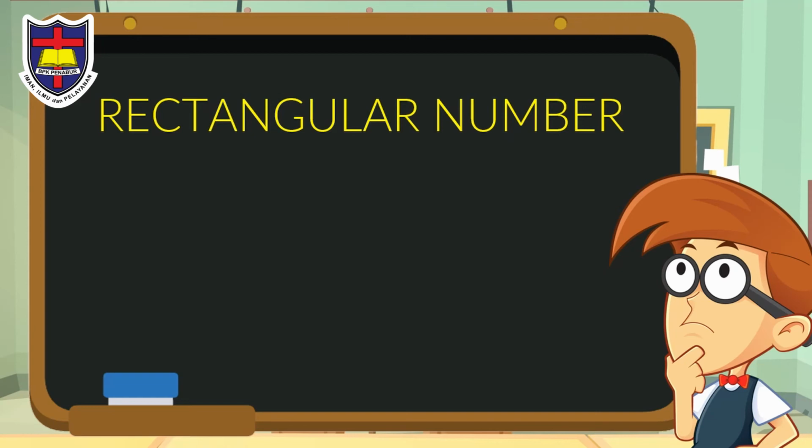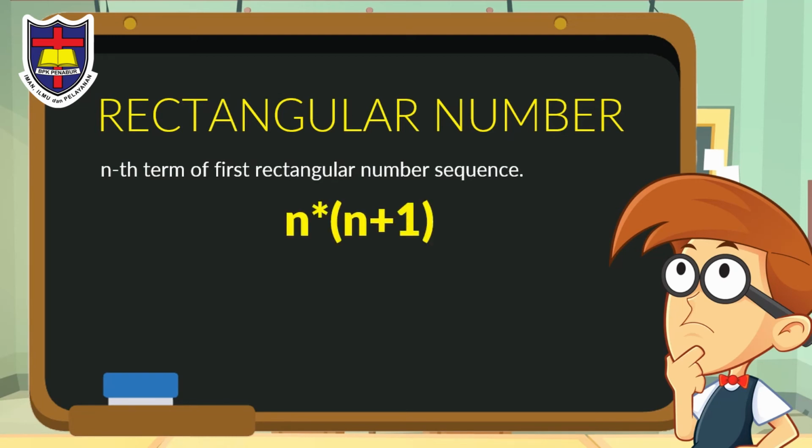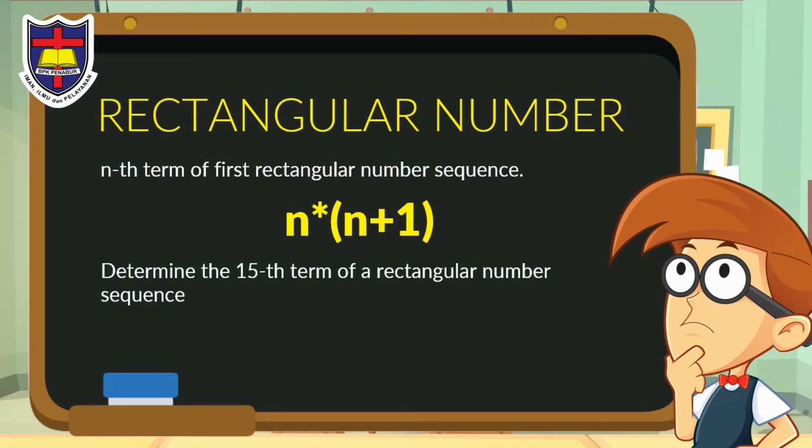Now go to our next number pattern, rectangular numbers. So the formula for the nth term of the rectangular number sequence is n times n plus 1. So determine the 15th term of a rectangular number sequence. So the value of n is 15. So n times n plus 1, 15 times 15 plus 1 equals 240.